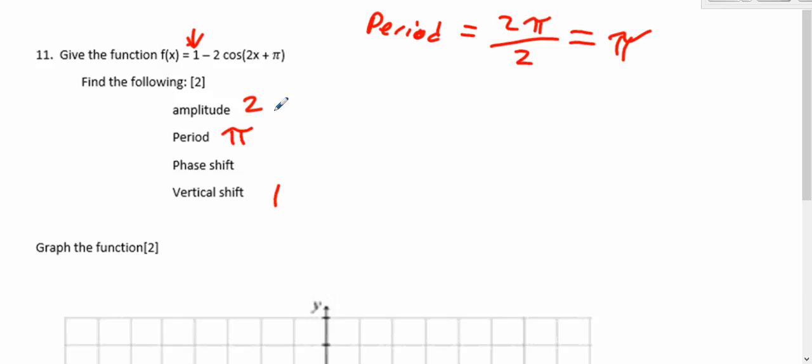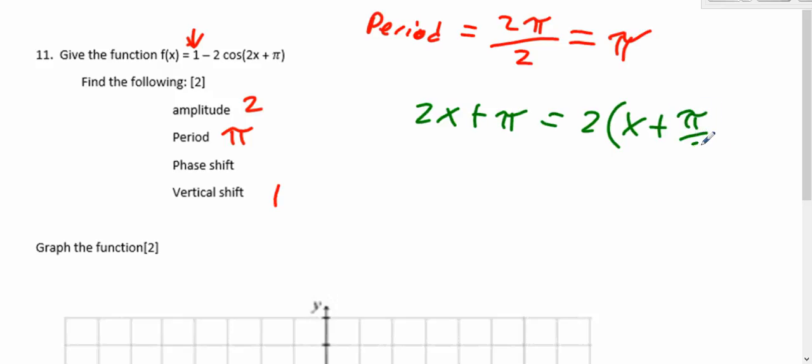And the phase shift is also affected by that too because you need to factor it out before we do anything else. So if you had 2x plus pi, you have to factor out the 2. And that would be pi over 2, because that way when you multiply it back, you have 2 pi over 2, which is just pi. So our phase shift, which is like our horizontal shift, is pi over 2. And since it's positive, it's actually pi over 2 shifted to the left.